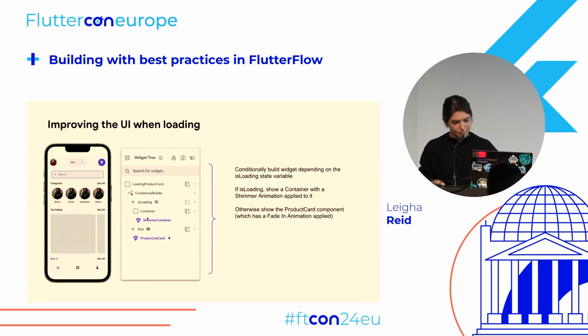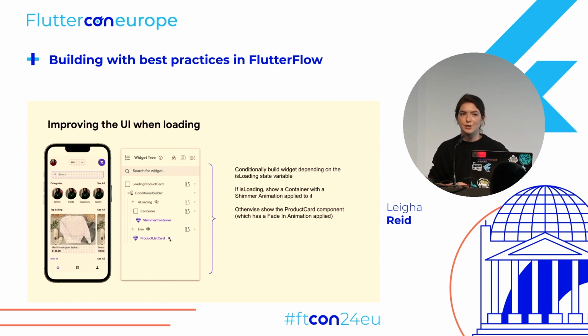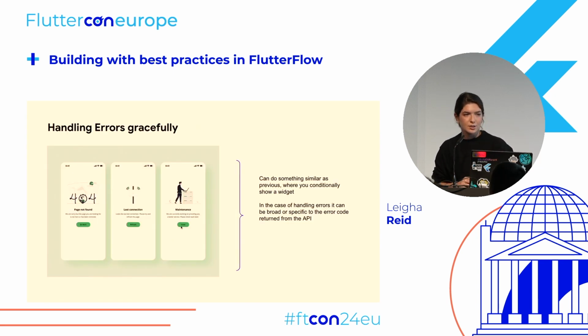So I'm going to show that shimmer container if my widget is loading, but if it's fully loaded, then I'm just going to show this product list card, and this little play icon indicates that I've added an animation here too. It's just going to fade in so it looks a little bit nicer. So that was showing that something is loading and telling the user that something is loading.